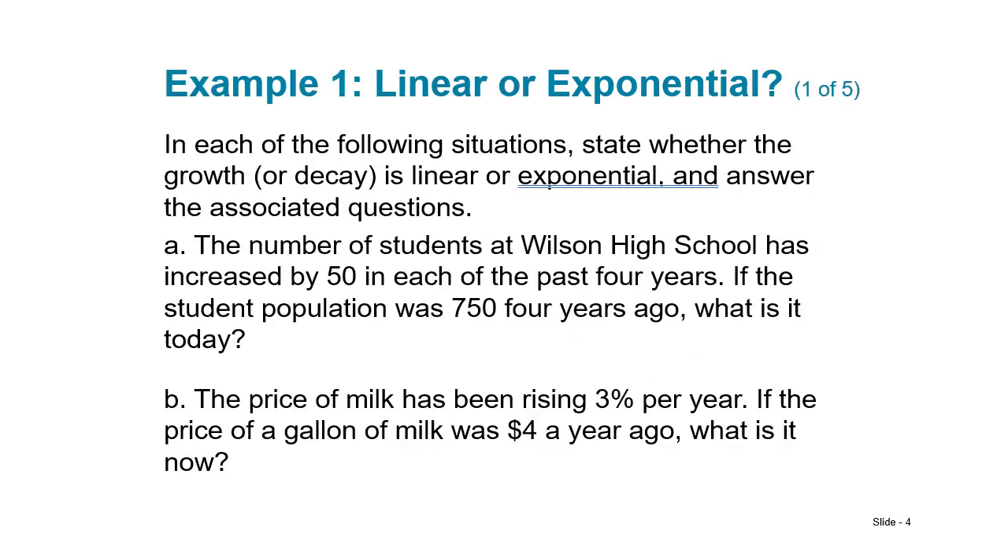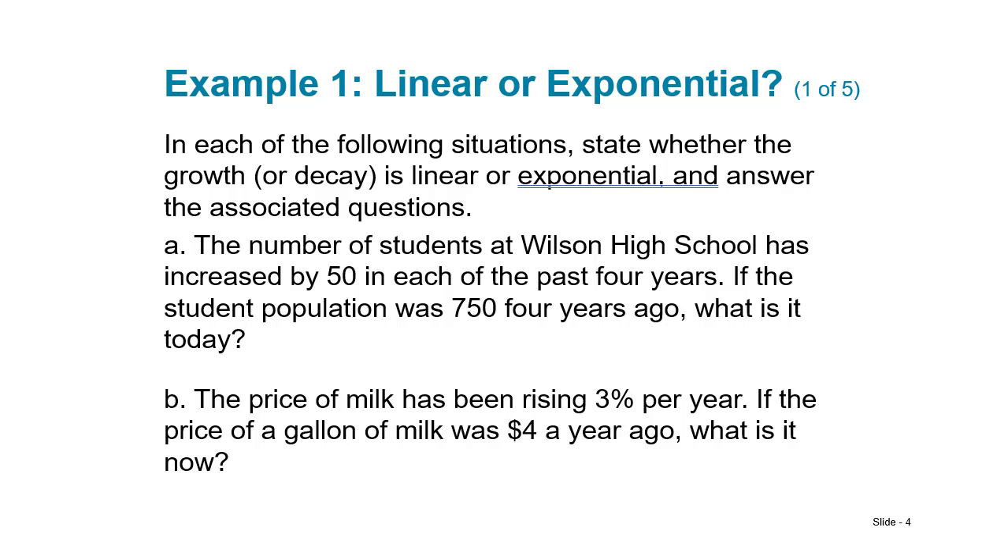So in each of the following situations, let's see if we can state whether the growth or decay, right, is linear or exponential, and then answer the associated questions. So the first example is the number of students at Wilson High School has increased by 50 in each of the past 4 years. If the student population was 750 4 years ago, what is it today? So it's increasing by 50 students.